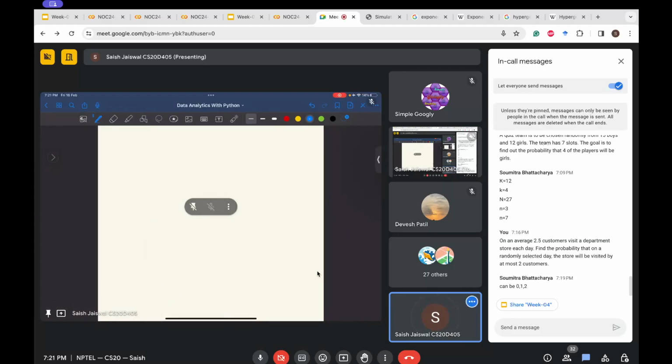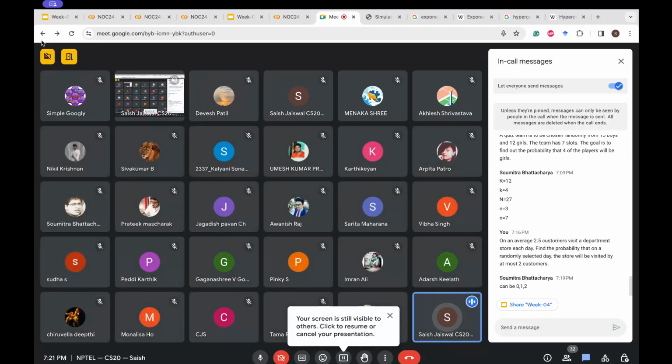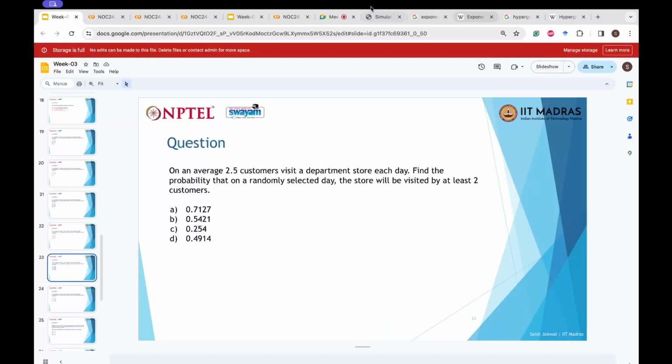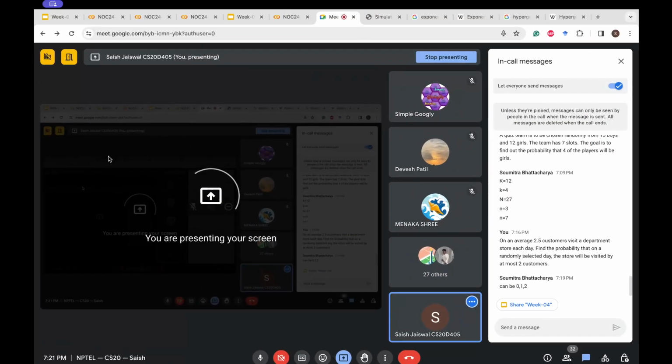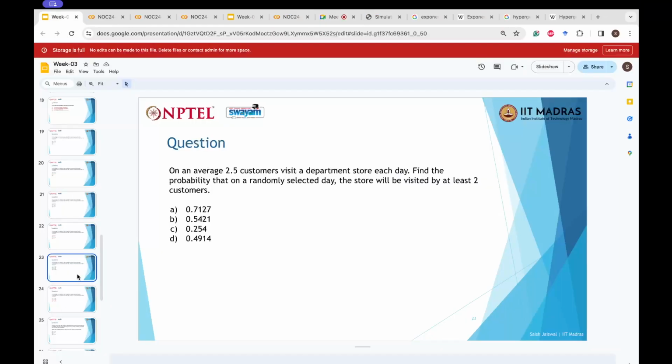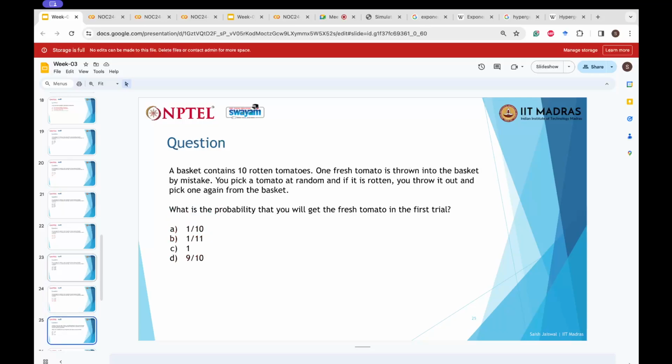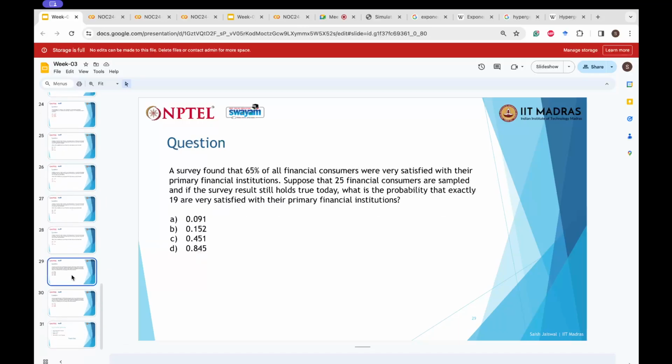Okay. Now let us see what all is left in this, then we'll go to Colab. So okay, for at least 2, the answer is 0.71. Okay, a basket contains 10 rotten tomatoes. Okay, this is a probability question. I'll leave it to you. There are 2 questions in this, just for your practice, so I'm not going into those problems.